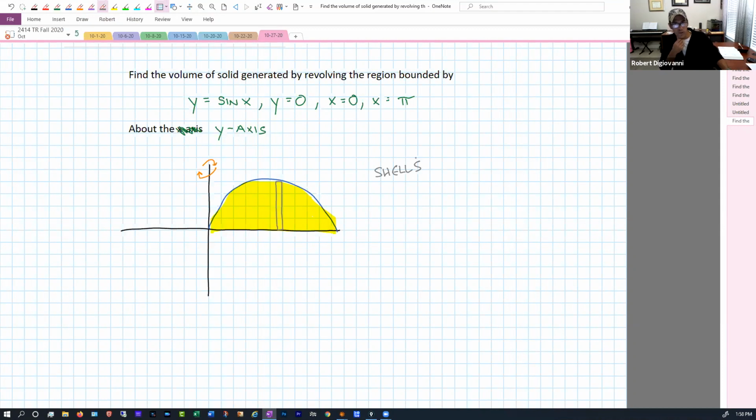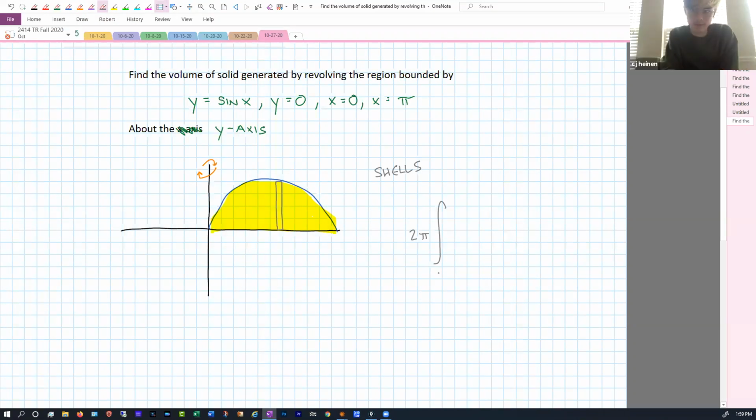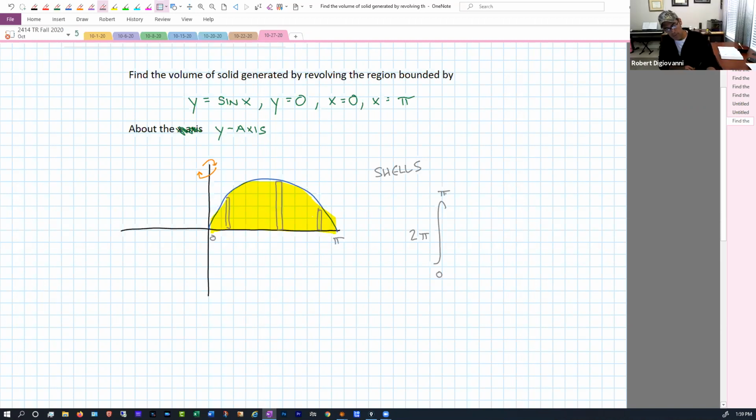I mean, I just gave you the formula for it. Top minus bottom. Okay, 2 pi integral from where to where? What about our limits of integration? Where do our rectangles start and where do they stop? 0 to pi. So 0 to pi, and then sine x minus, I agree. Sine x is the top one, minus the bottom one, which is just the ground, which is 0. I don't need to put it there, but I'm just going to put it so you can see it.